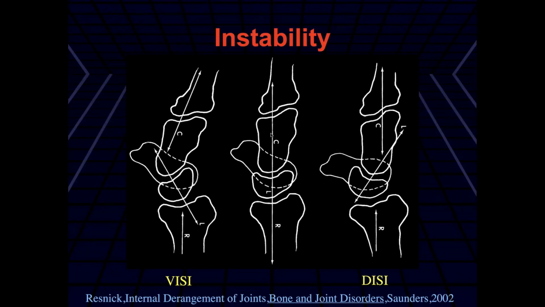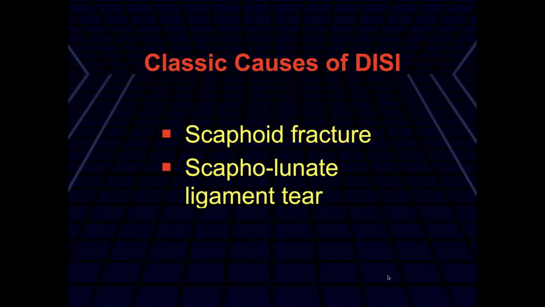This would be the normal pattern where the two lines are pretty collinear, and then a DC pattern is where the lunate subluxes anteriorly, and the capitate subluxes posteriorly, and you then end up with an abnormal capitate lunate angulation as well. So these are the two, but by far the most common one we see is the DC type pattern because the most common injuries are scaphoid waist fractures and scapholunate ligament injuries.